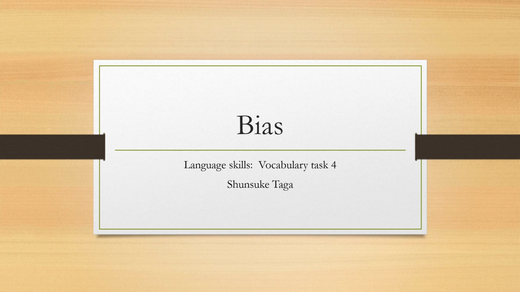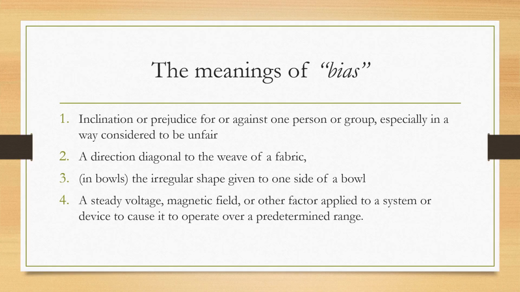Hello, now I'd like to talk about the noun bias. The noun bias is countable, and it has 4 different meanings according to Oxford Living Dictionaries. Next, I'm gonna show you the meanings of bias one by one.